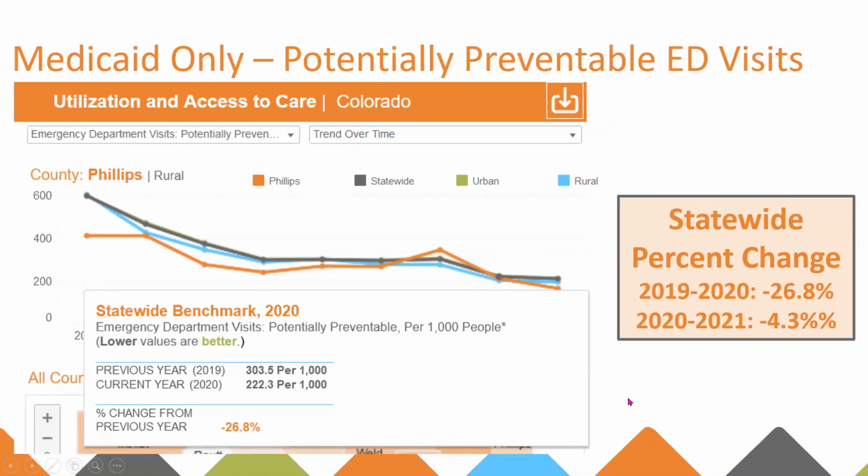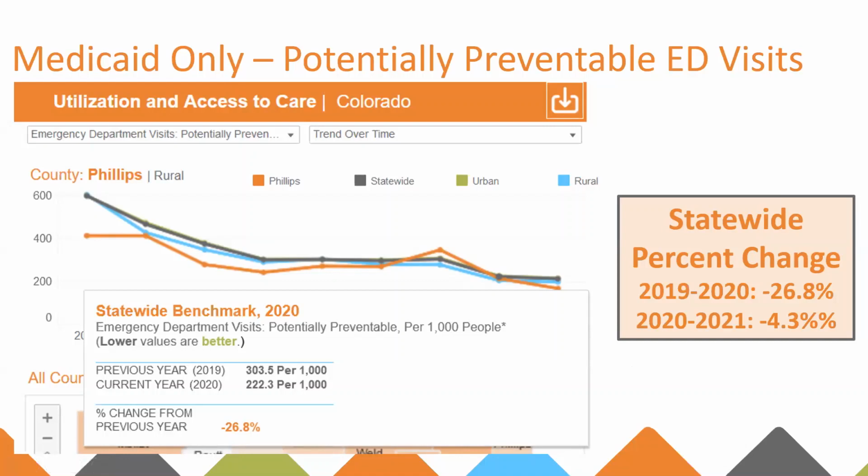But Medicaid has been trending down consistently over time. Saw a little bit of a blip in 2019, a little higher, but decreased to 26.8% in 2020 and went down even more in 2021, minus 4%. So a lot of good work, hopefully, to serve those Medicaid folks outside of the ED.